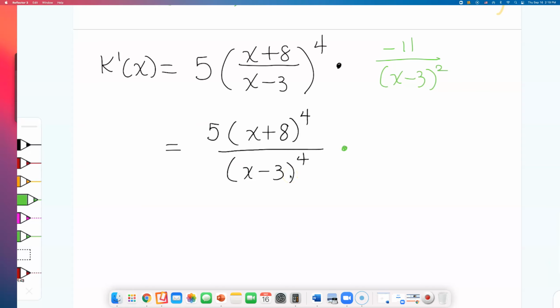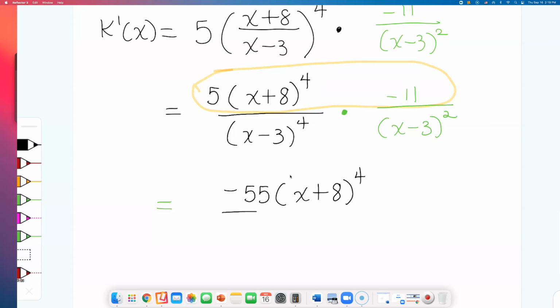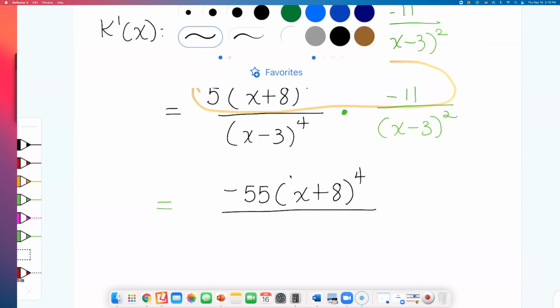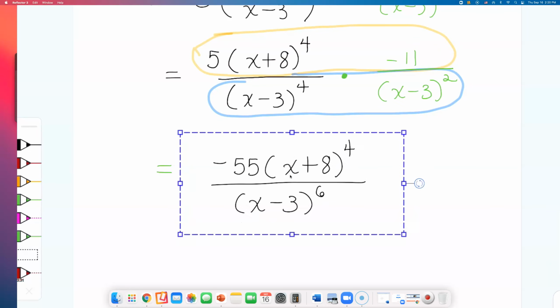All right, I'm multiplying this by negative 11 over x minus 3 squared. When you multiply fractions, you do them straight across, remember? So if I multiply the numerators, this and that, I will get negative 55 times (x plus 8) to the 4th power. If I multiply the denominators, this times that, since the bases are the same, I can just add the exponents. So that will be x minus 3 raised to the 6th power. So that will be my final answer. Okay, and it looks clean, right?